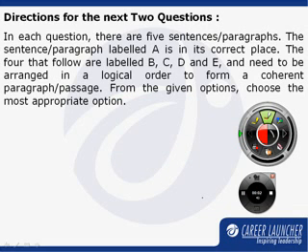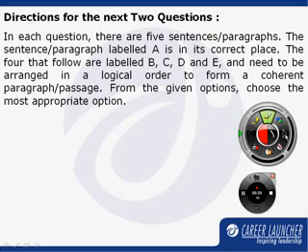Okay, let's look at the directions for these parajumbles. In each question, there are 5 sentences that form part of a paragraph. The sentence labeled A is in its correct place. The 4 that follow are labeled B, C, D, and E and need to be arranged in a logical order to form a coherent paragraph or passage. And then from the given options, choose the most appropriate option.